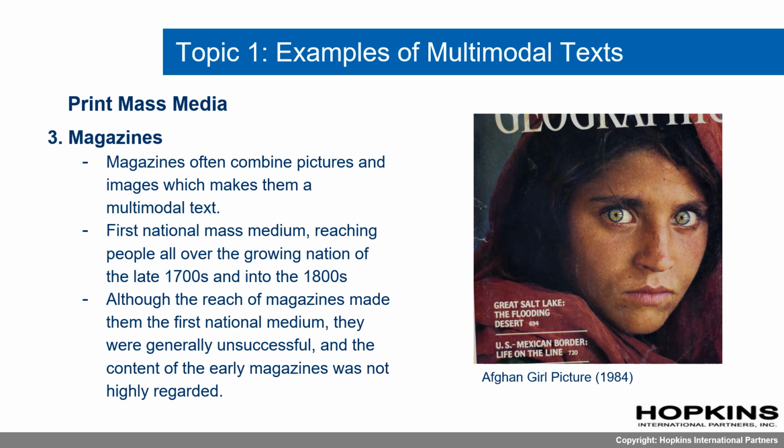A third example of print mass media would be magazines. Magazines often combine pictures and images, which makes them a multimodal text. It was the first national mass medium, reaching people all over the growing nation of the late 1700s and into the 1800s. Although the reach of magazines made them the first national medium, they were generally unsuccessful, and the content of the early magazines was not highly regarded.